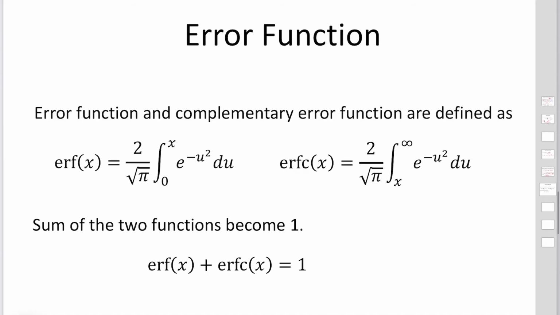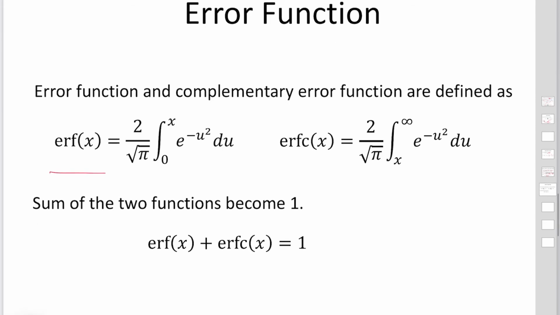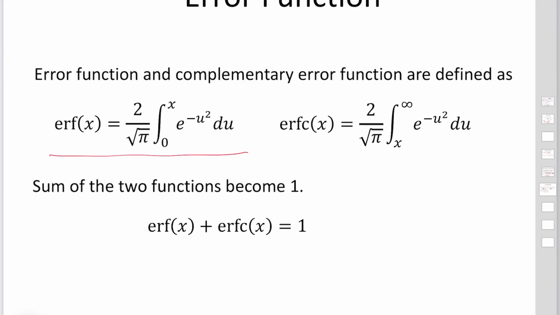Next, I'd like to introduce the error function. When you study statistics, you might have studied the error function. The error function and also the complementary error function are defined like this. The error function is 2 over square root pi times the integral from 0 to x of exponential minus u squared du. The complementary error function is 2 over square root pi times the integral from x to infinity of exponential minus u squared du. Of course, we know that 2 over square root pi times the integral from 0 to infinity of exponential minus u squared du equals 1. We already know that.